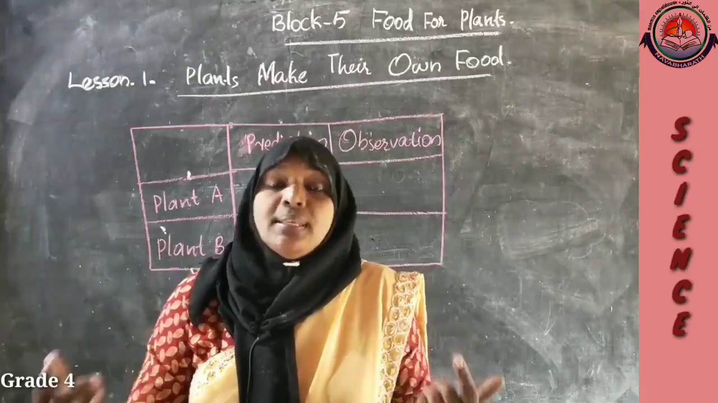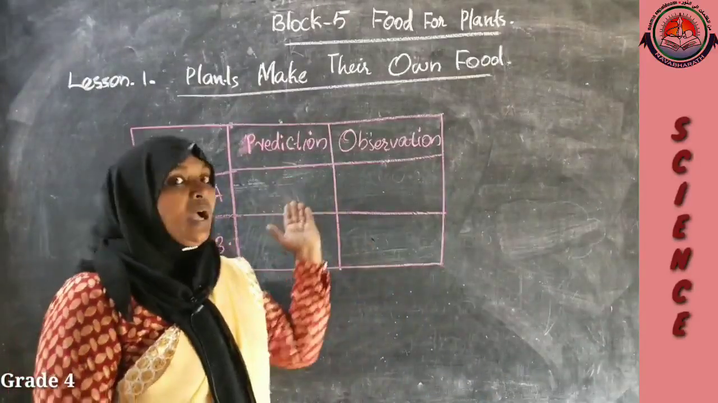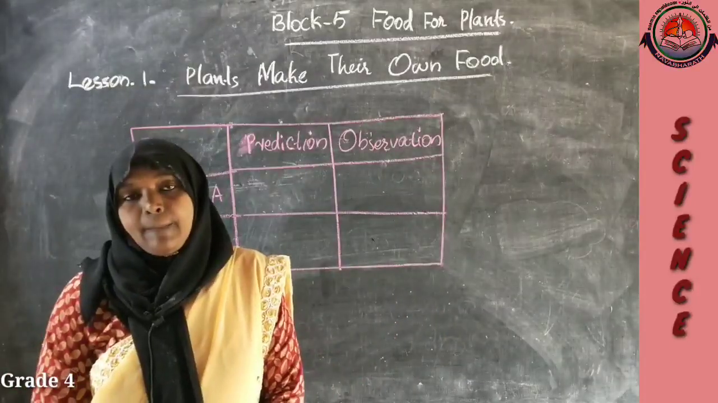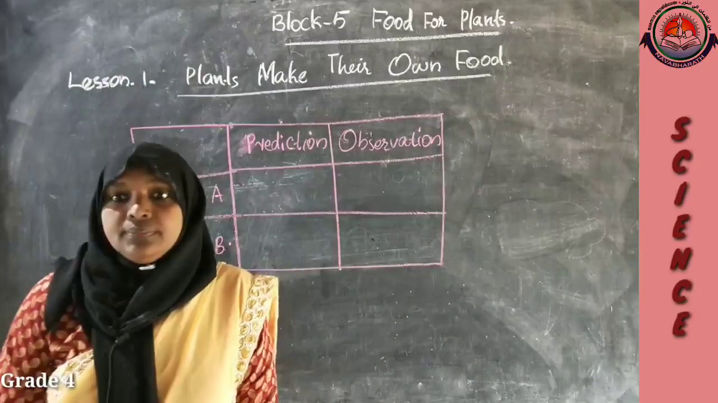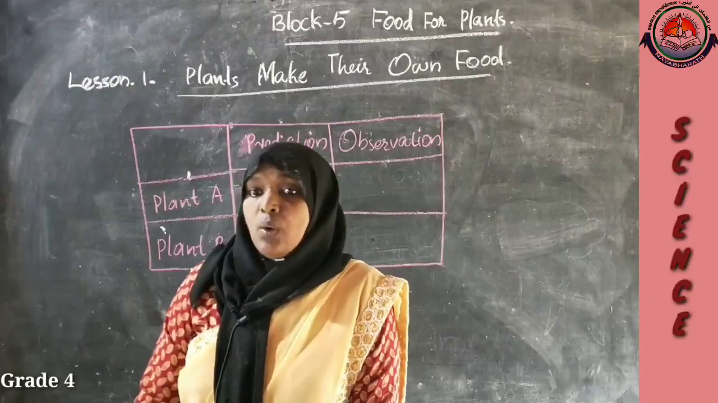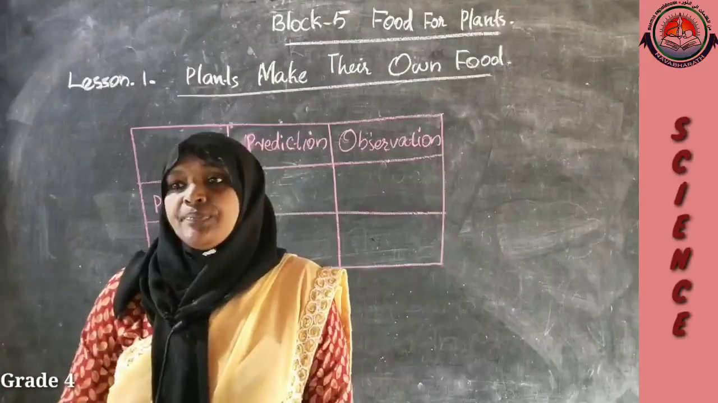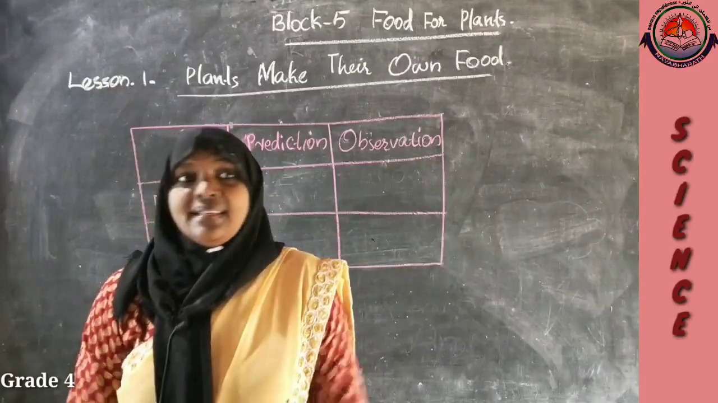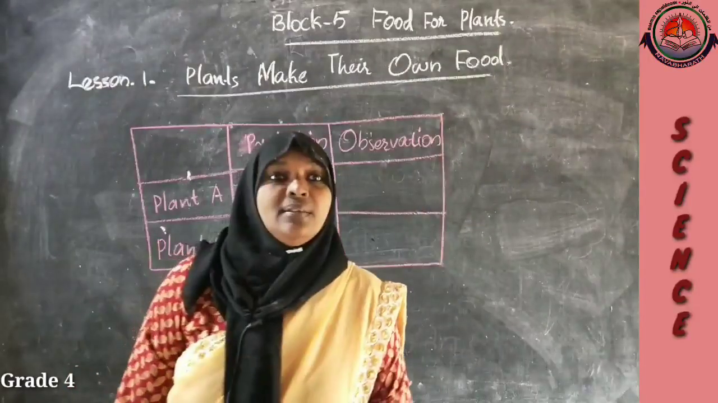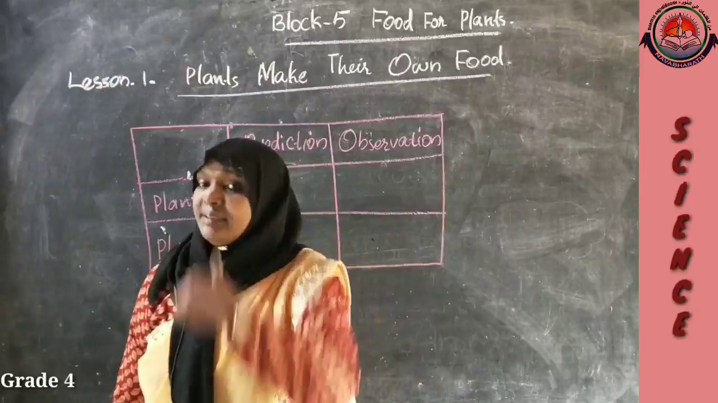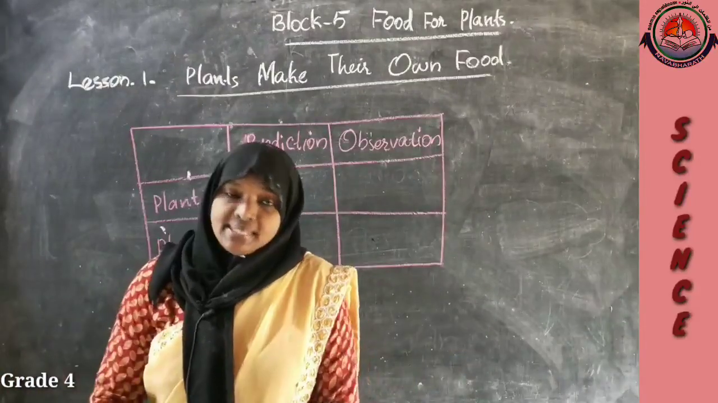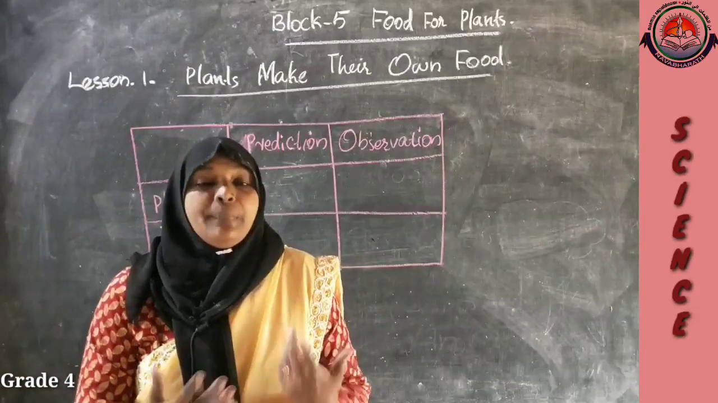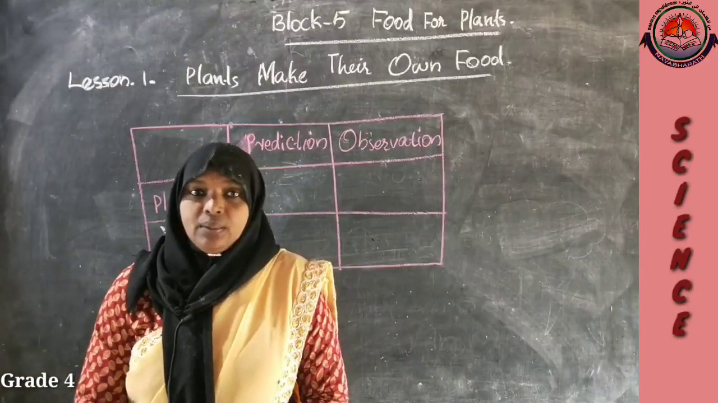You have to think and write in this column. After some days, what happened to these plants? Clear? What did you predict? Yes, the plant will die. Yes, it can't make food, so it will die. Okay, then let's check what happened to those plants. Okay, clear.